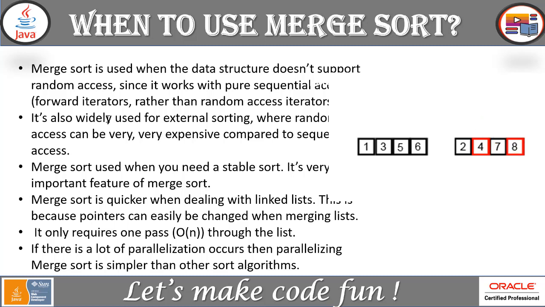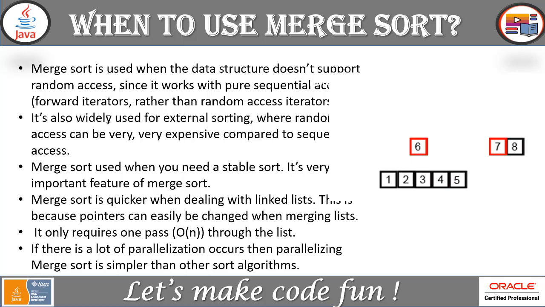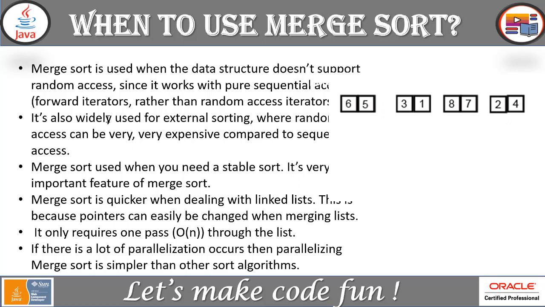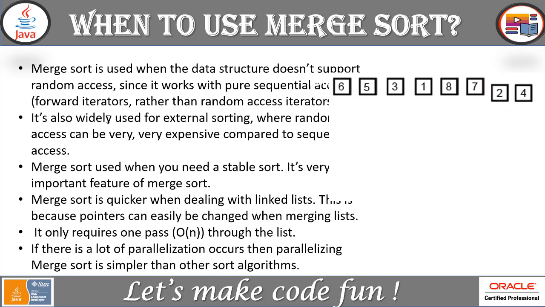Merge sort is quicker when dealing with linked lists. This is because the pointers can easily be changed when merging lists. In Java, we have reference variables that are called pointers here. And because of the pointers and the references, the data nodes are easy to deal with and it is faster in the case of merge sort algorithm. It only requires one pass through the list. If a lot of parallelization occurs, then parallelizing merge sort is simpler than other sort algorithms. So this is all about the merge sorting algorithm implementation in Java.